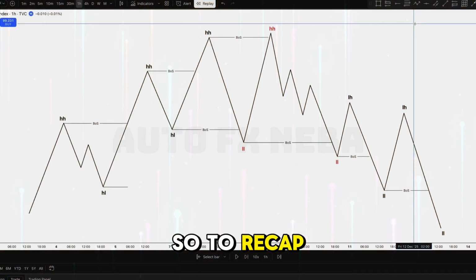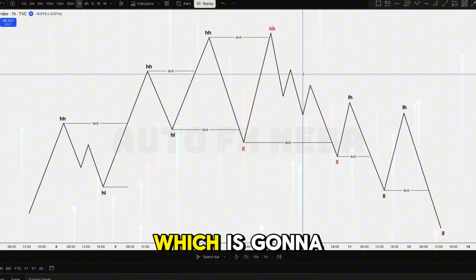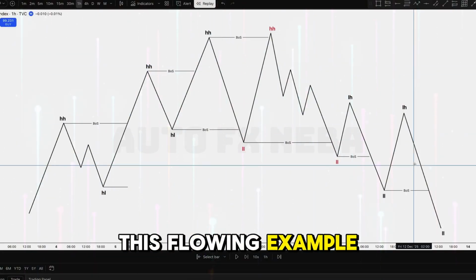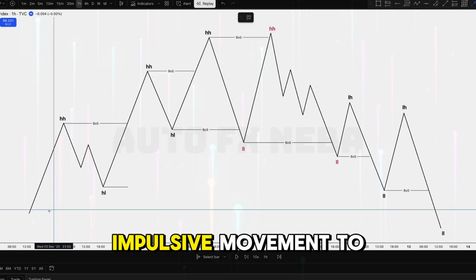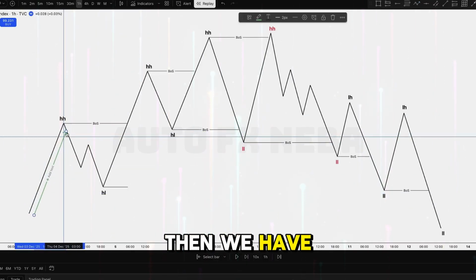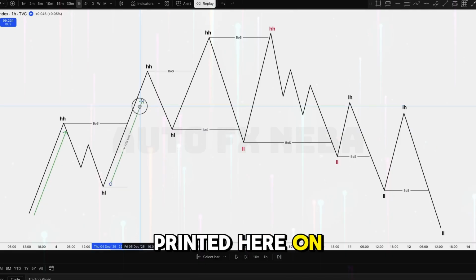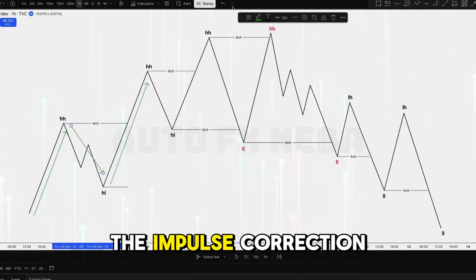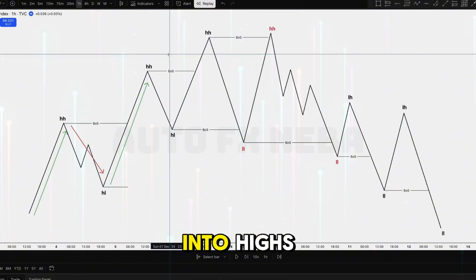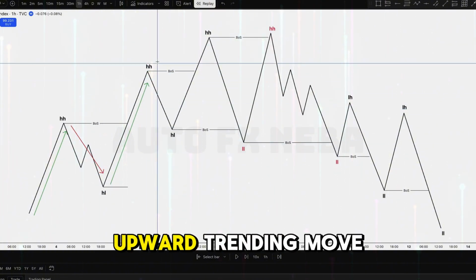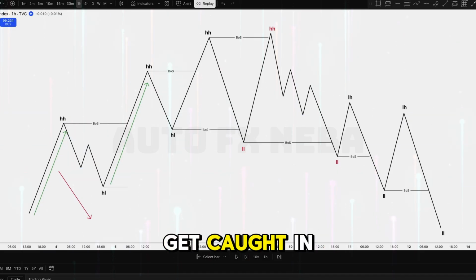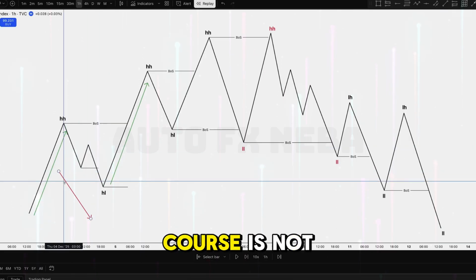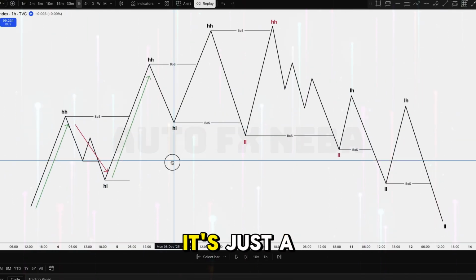Okay, so to recap everything we've discussed so far, which is going to be the foundational layers of market structure, we're going to take a look at this following example. To begin with, we have an impulsive movement to the upside. Then we have a higher low printed here on a corrective move. We have another impulsive move to the upside. This phase of price action with the impulse, correction, impulse, breaking structure into highs validates that we are in an upward trending move. And remember, don't get caught in that internal structure trap of trying to sell the market here, because that of course is not a valid point to do that. It's just a corrective move.